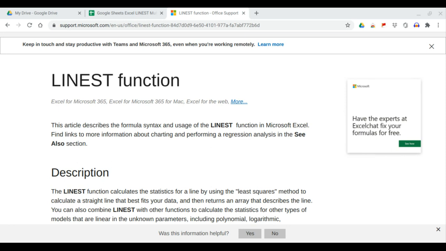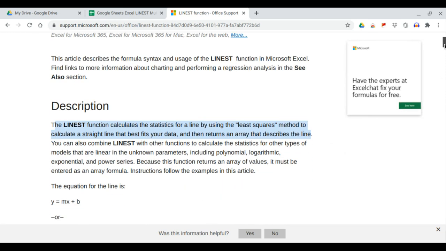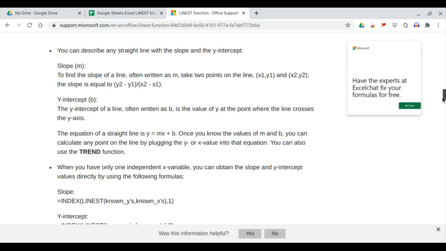LINEST. The LINEST function calculates the statistics for a line by using the least square method to calculate a straight line that fits your data, and then returns an array that describes the line. So we will consider the example of the LINEST.